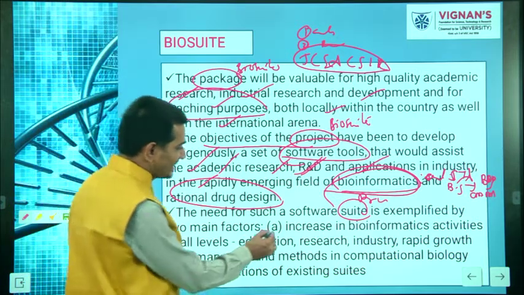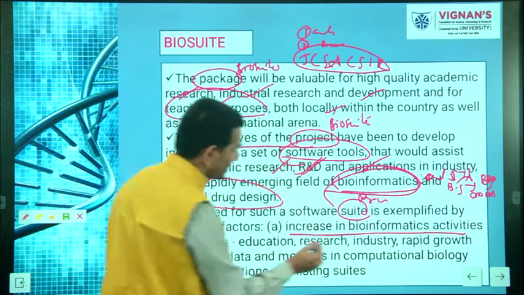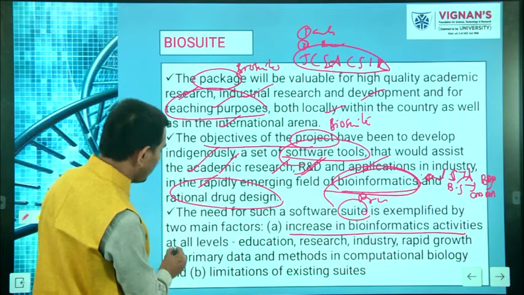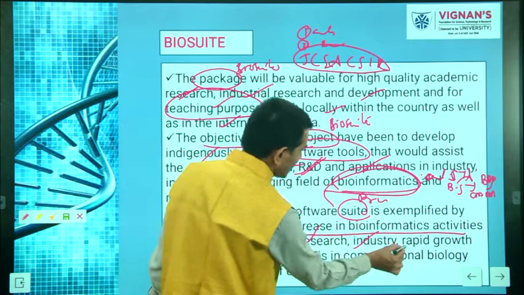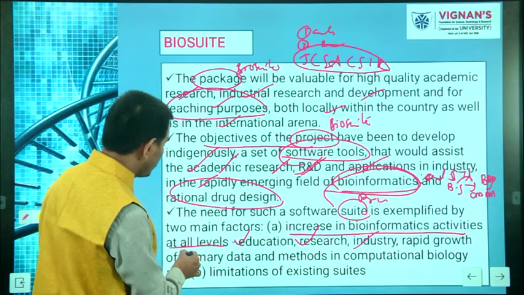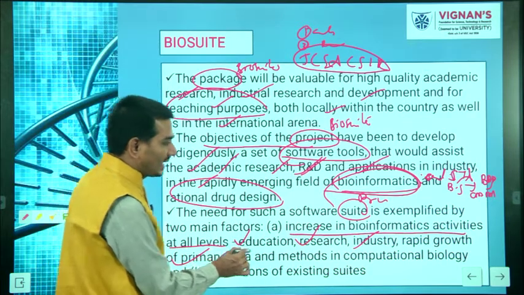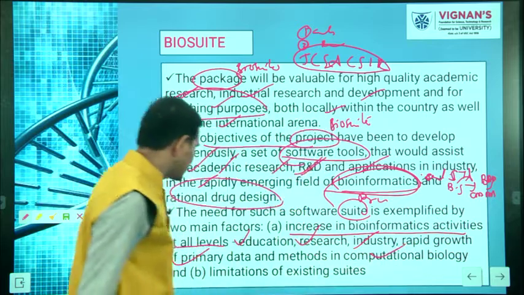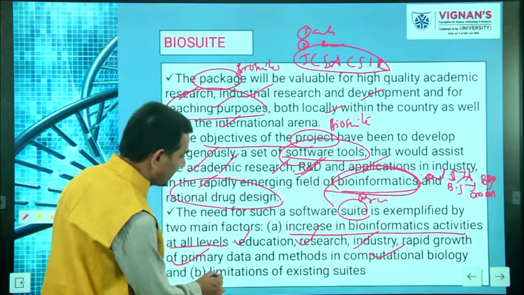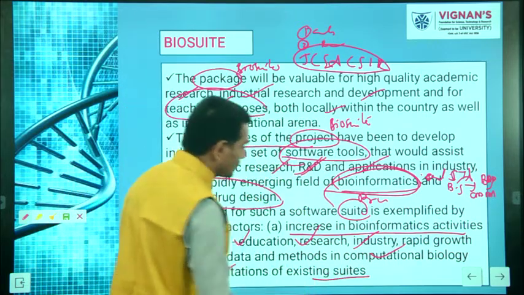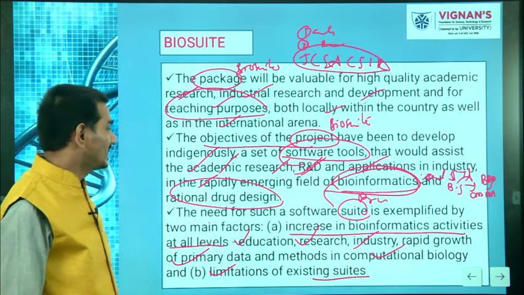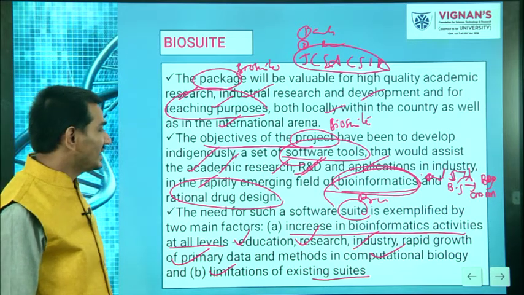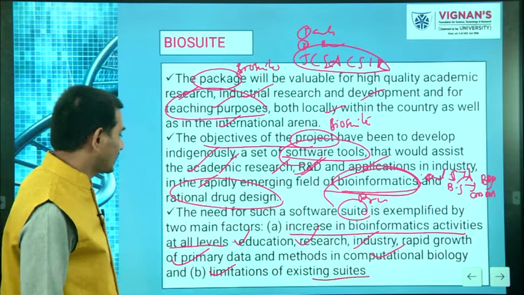So the first reason is the increase in bioinformatics activities at all levels, which includes the education sector, research, industry, and rapid growth of primary data and methods in computational biology. And the second thing is the limitation of existing suites. So what are the two reasons behind the development of this Biosuite? The first reason is the increase in bioinformatics activities at all levels.